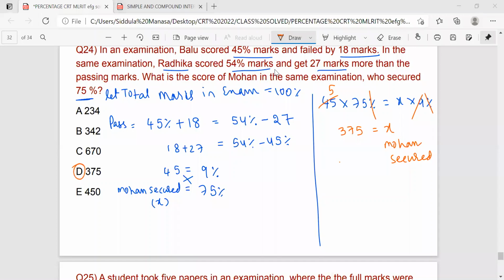Is everyone clear, students? Raise your hands, comment in the comment section. Is everyone clear with question number 24? Shall we move to the next? Okay, so moving to the next.